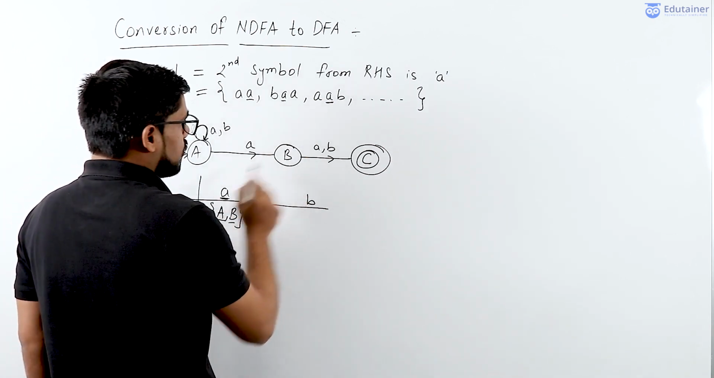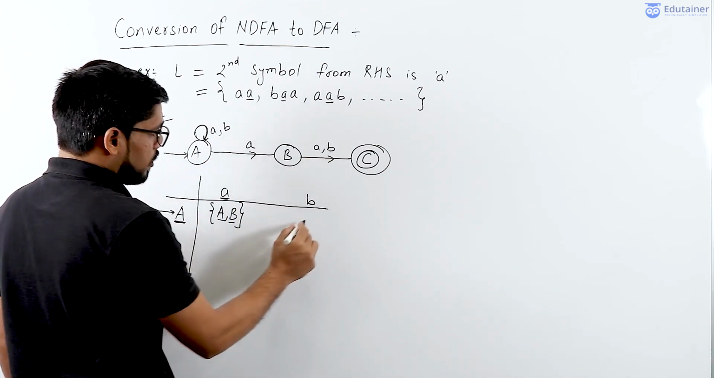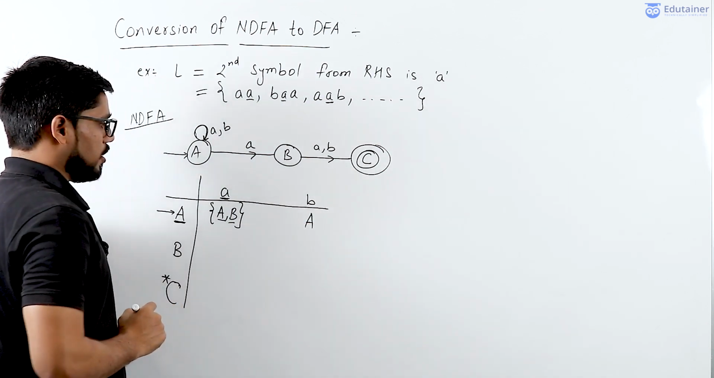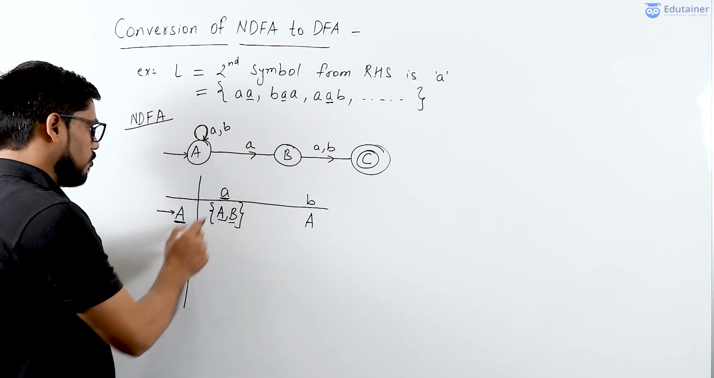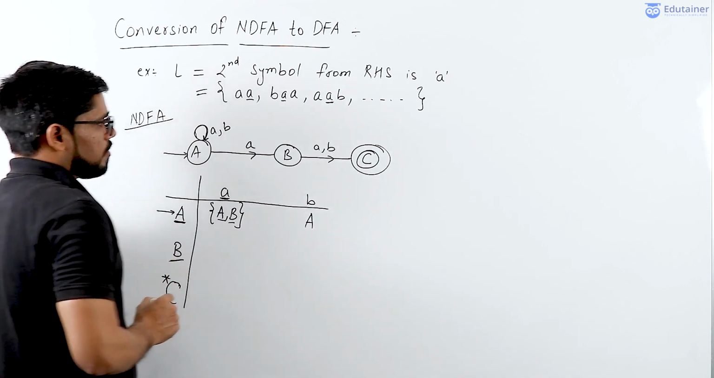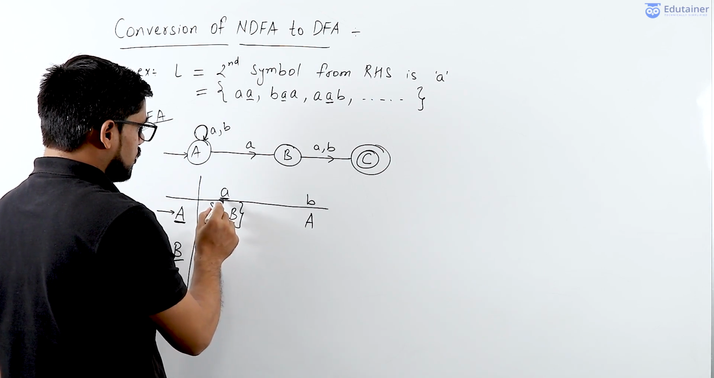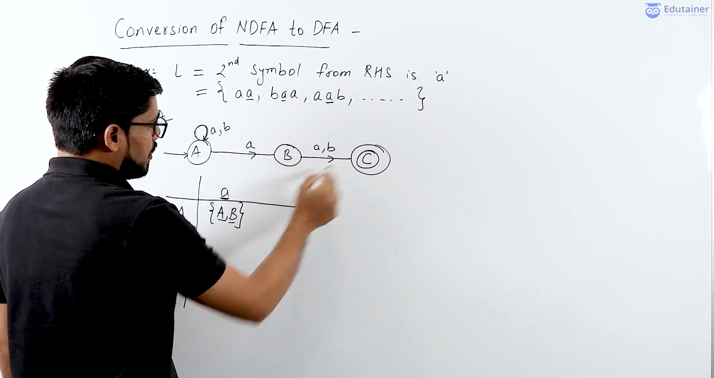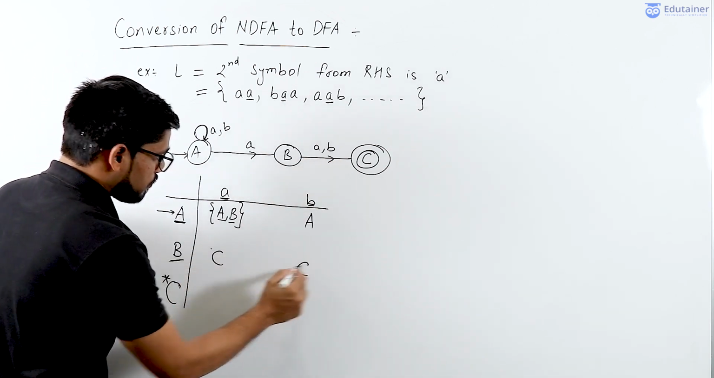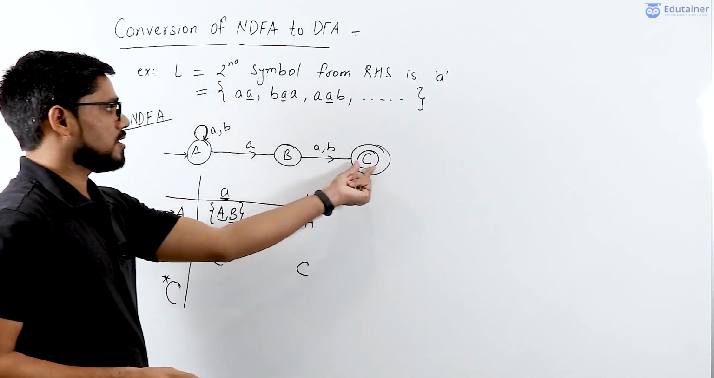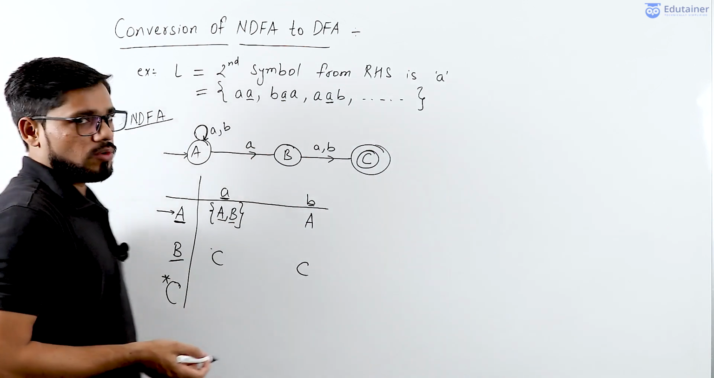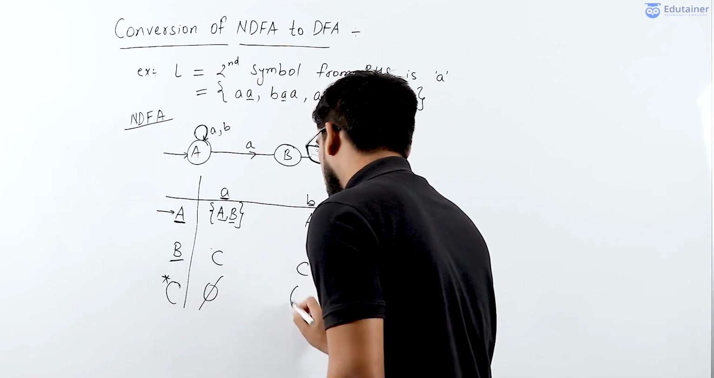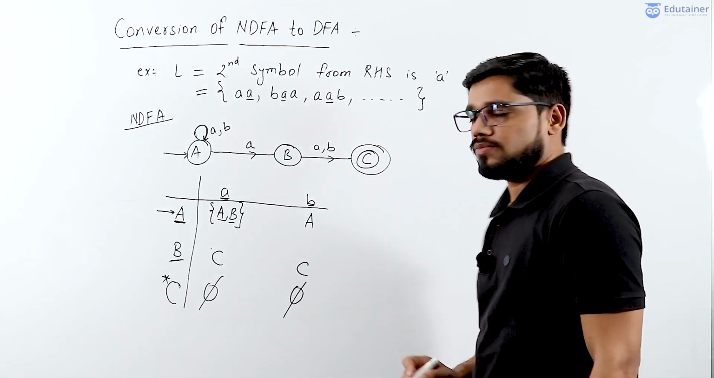Now for input B, capital A goes to capital A itself. So here the state is capital A. Similarly, for state capital B, we have to find the transition for input alphabet A and input alphabet B. For input alphabet A and B, it will go to the state capital C. And what about the final state capital C? On the final state, there is no movement defined here, so we can write phi. Phi represents the dead configuration.